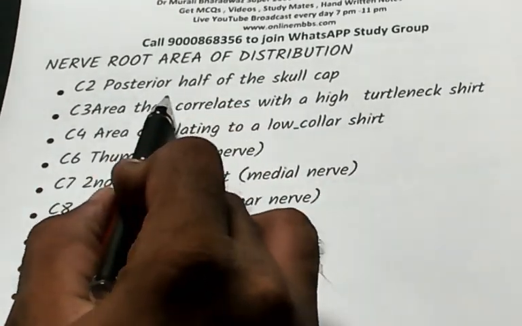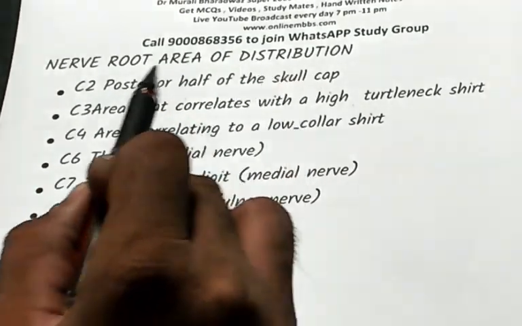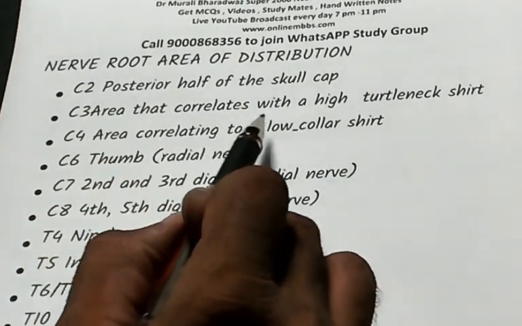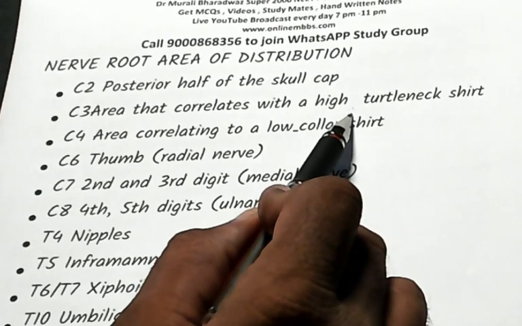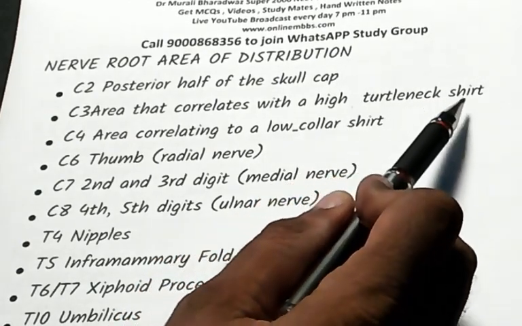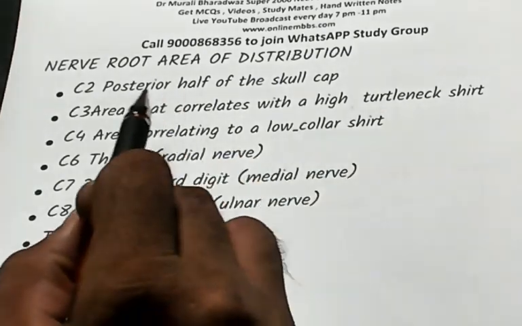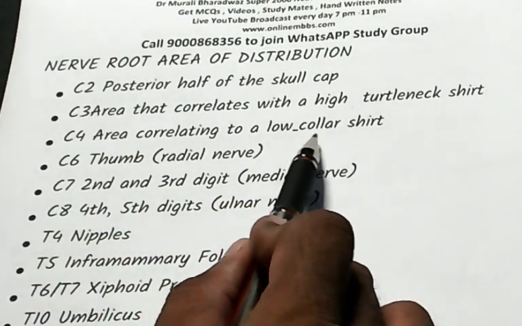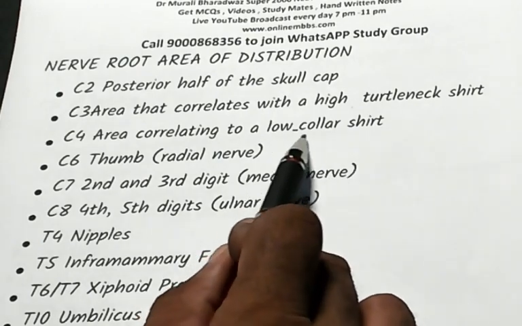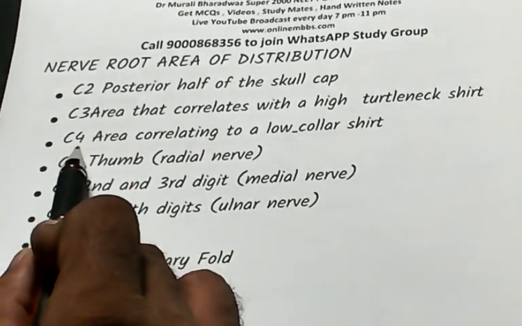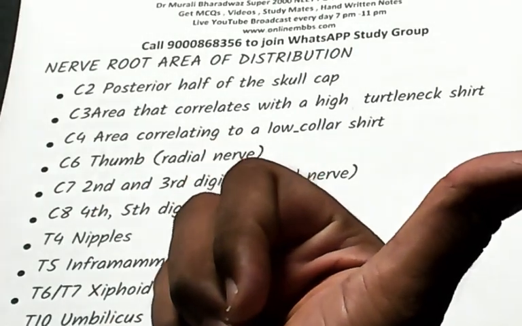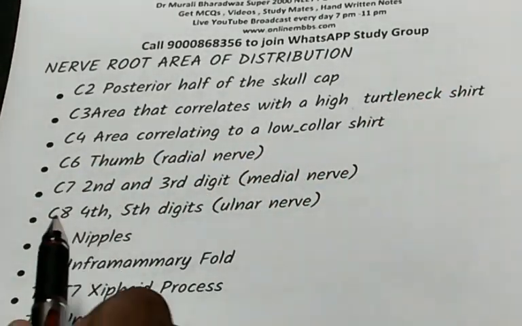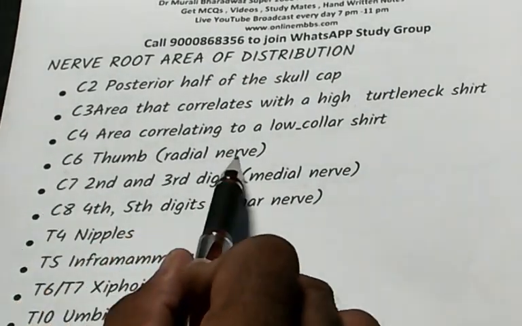So, posterior half of the skull cap, please don't forget, it is C2. And the area which correlates with the high turtleneck shirt, typically is C3. And a low collar shirt area, imagine you are wearing a low collar shirt area, that is C4. थंब होता है एकलव्य का थंब, that is C6 is what you should remember, which is radial nerve.